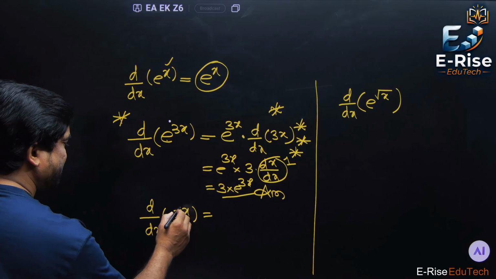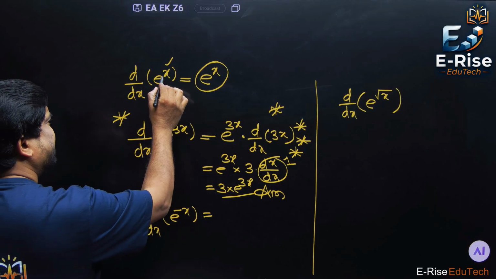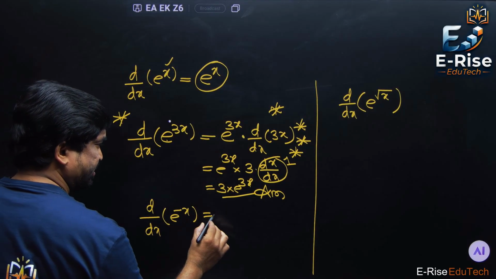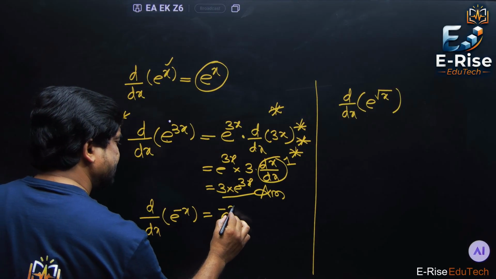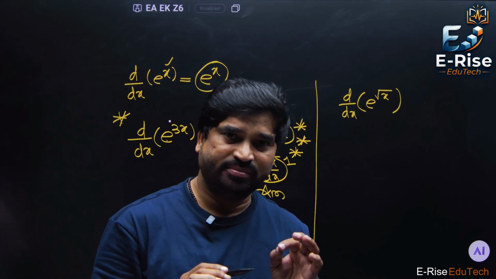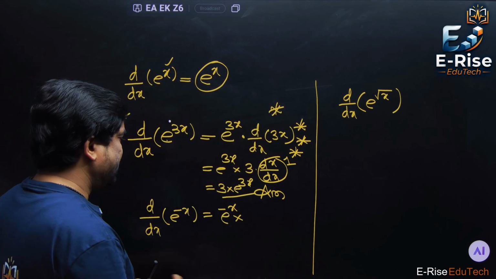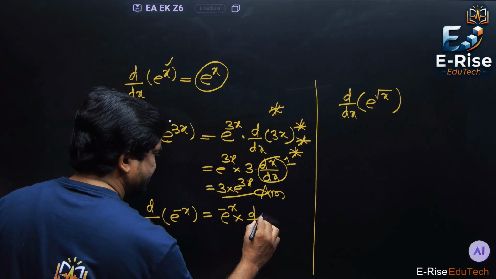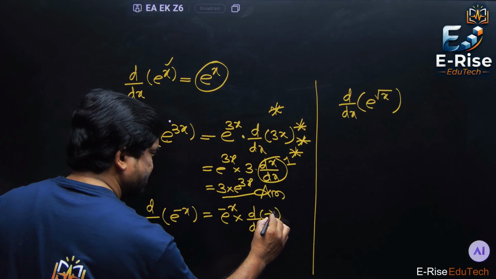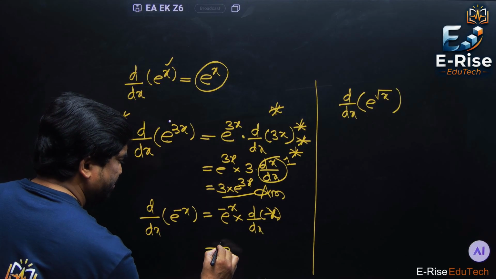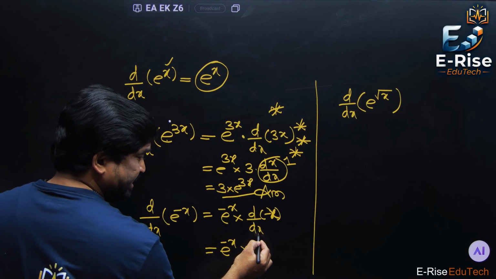D by dx of e power minus x. D by dx of e power x is e power x only. But here in place of x it is minus x there. So simply e power minus x. Here, is internal differentiation needed or not needed? Needed here, because there is a minus there. So simply apply d by dx of minus x, not 1, minus x. So differentiation applied: e power minus x into d by dx.